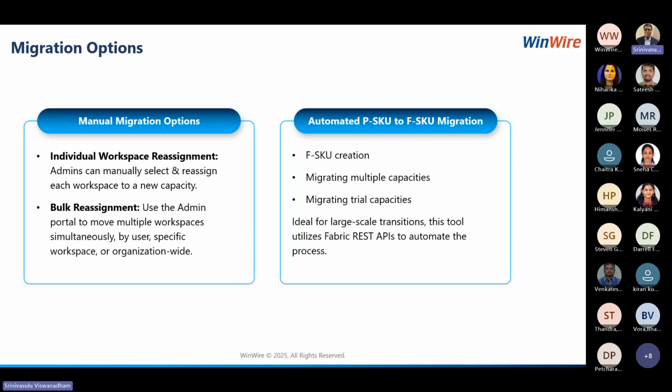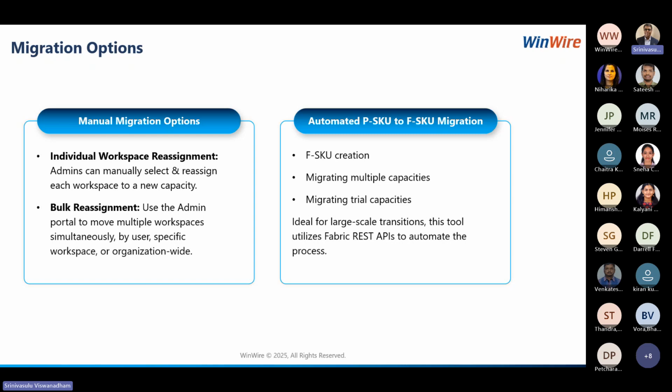So now coming back to our migration side, from Premium to the Fabric SKUs, we are talking about how many types of migrations we can typically do. Correct. As far as we have explored till now, there are just two migration options. One is the manual migration, and the other is the automated one.